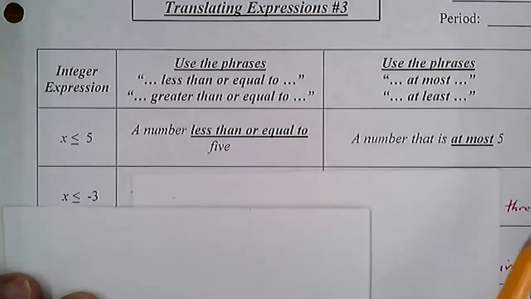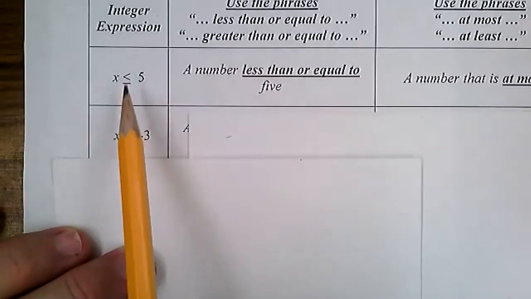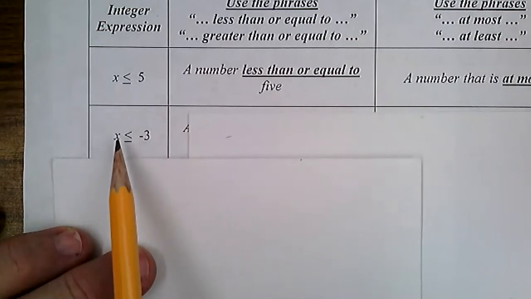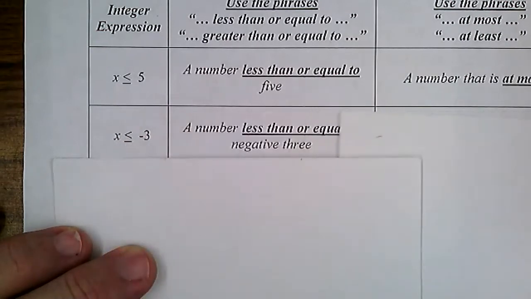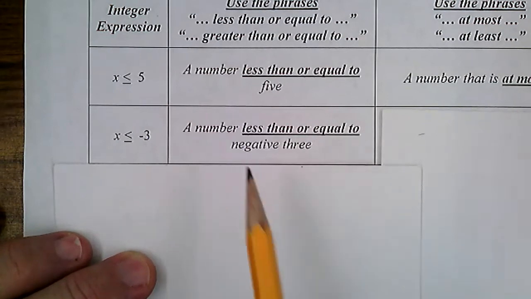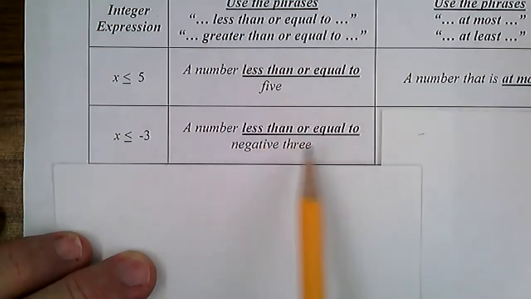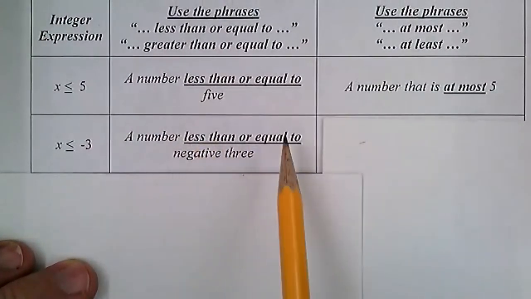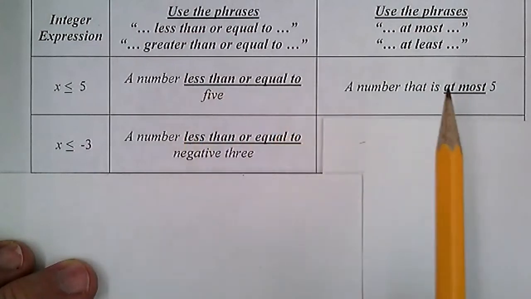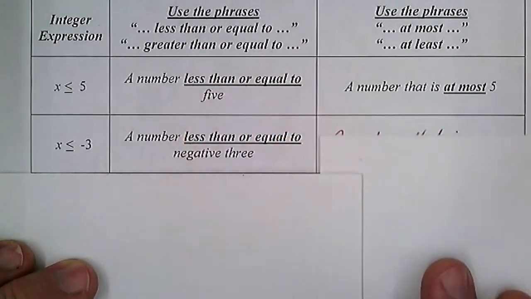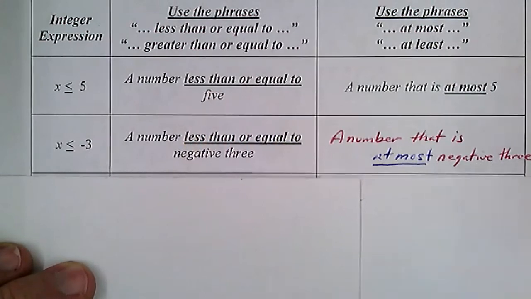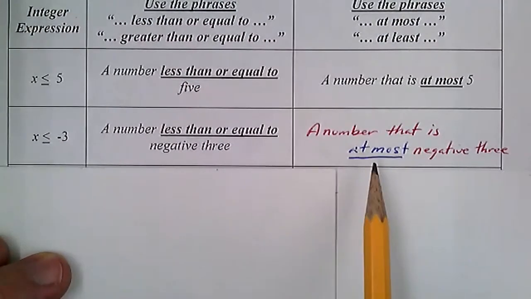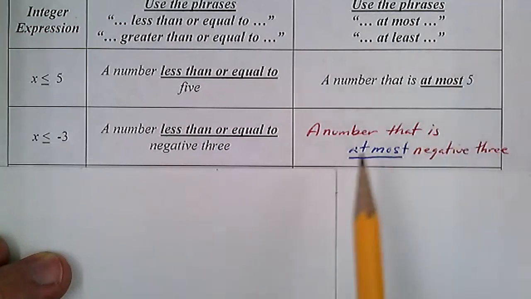All right, let's try another one here. So this one is a similar symbol. This one looks like this one. So a number less than or equal to -3. Okay, now follow the pattern. Here was a less than or equal to. Here's a less than, so we used at most. So over here, we're going to say a number that is at most -3.